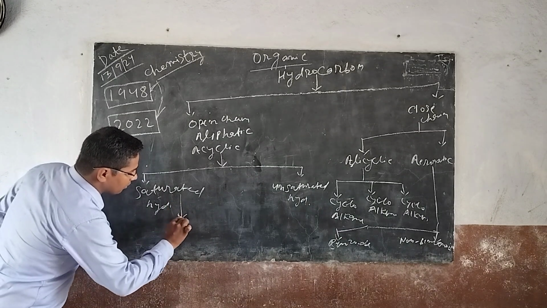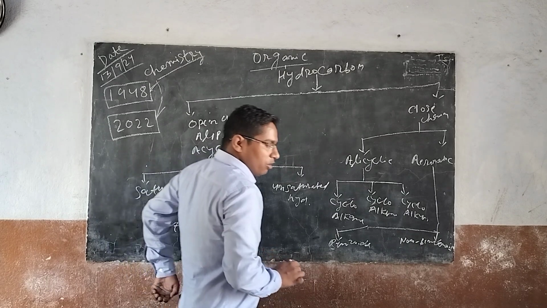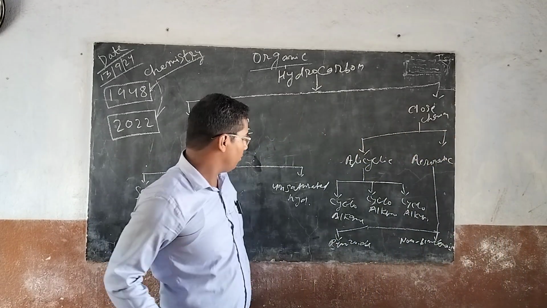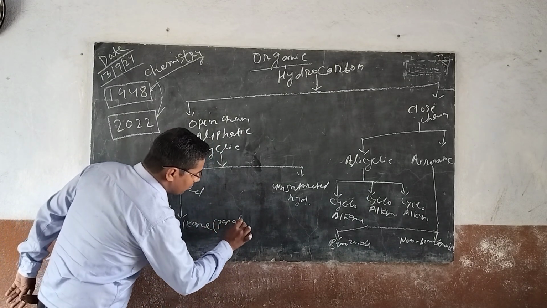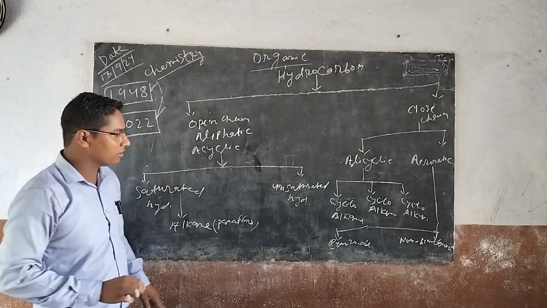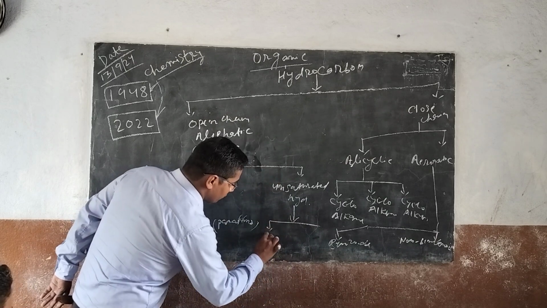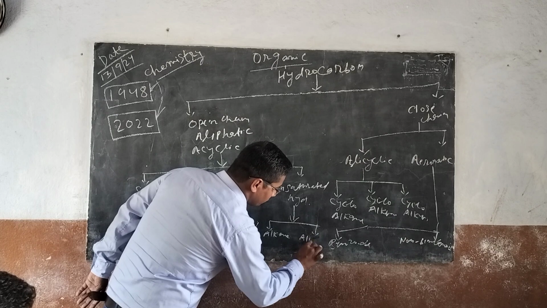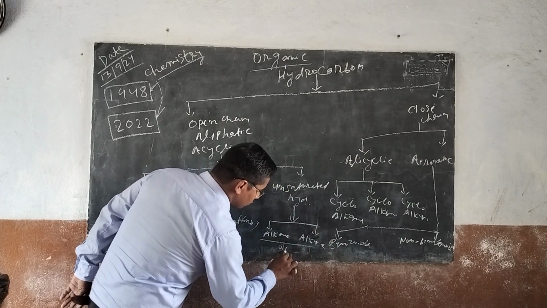Now saturated has only one type, it is known as alkane. Alkane is also commonly known by a special name, paraffin. Yes, paraffins. Alkanes are also known as paraffins. And unsaturated hydrocarbons are of two types, alkenes and alkynes. These are olefins.